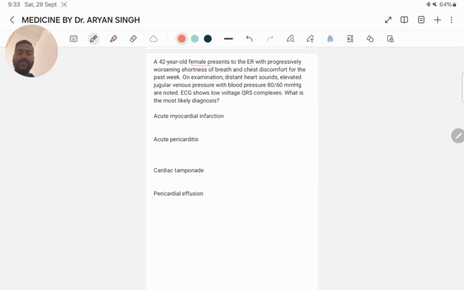A 42-year-old female presents to the ER with progressively worsening shortness of breath and chest discomfort for the past week. On examination, distant heart sounds, elevated jugular venous pressure, and blood pressure of 80 by 60 mmHg are noted. ECG shows low voltage QRS complexes. What is the most likely diagnosis? Cardiac tamponade. Because the findings of distant heart sounds, elevated jugular venous pressure and hypotension indicate cardiac tamponade. Low voltage QRS complexes on ECG are seen in both tamponade and pericardial effusion. Blood pressure is the differentiating factor.